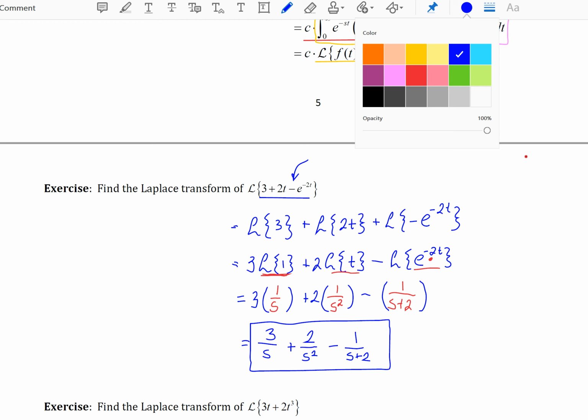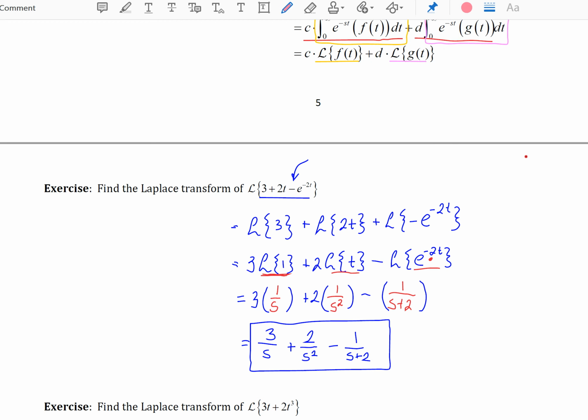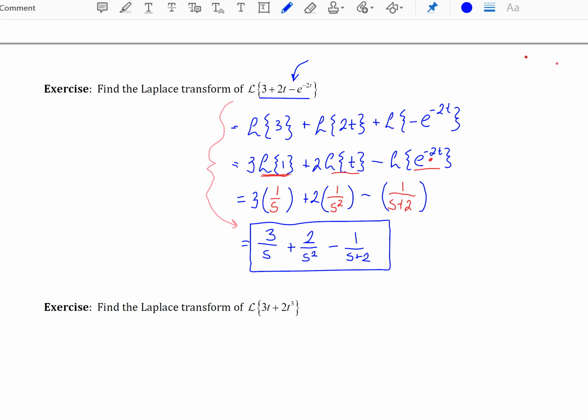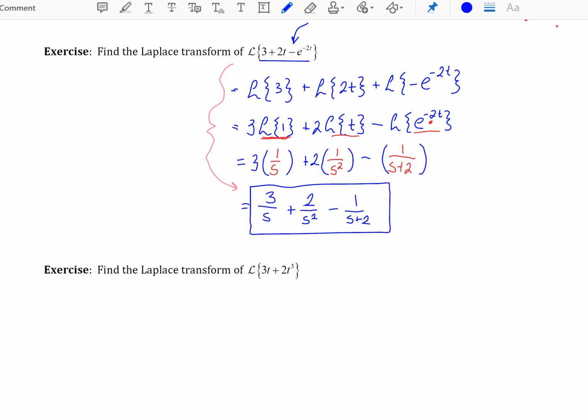Now, I think when some students apply this concept, there are lots of steps that you can skip here to get to the final answer. And I'm totally fine with you skipping steps to get there. Let's look at another example. Let's find the Laplace of 3t plus 2t cubed.